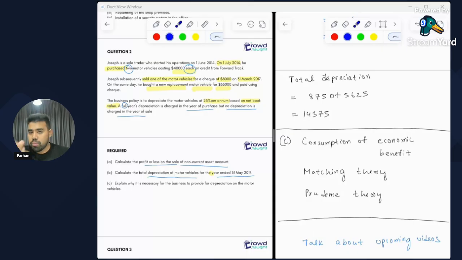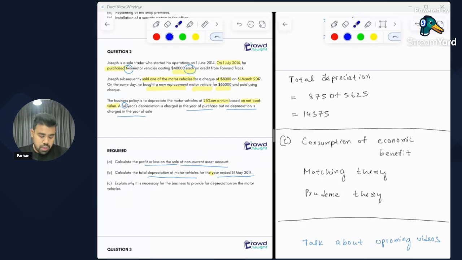And then our profits are also not overstated because the expense is being accurately determined based on the consumption of this motor vehicle in the business for the purpose of generating revenue. So we're not ending up overstating either our assets or our profits. So this is the whole purpose of why it's necessary for any business to provide for depreciation. And the two concepts that most accurately reflect this are the matching theory and the prudence theory.